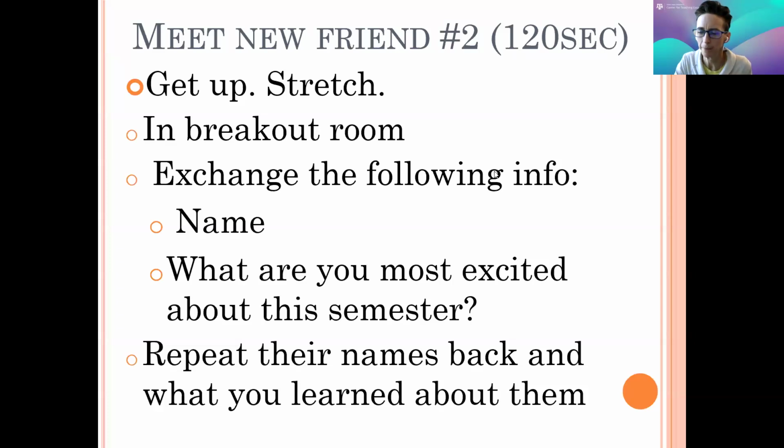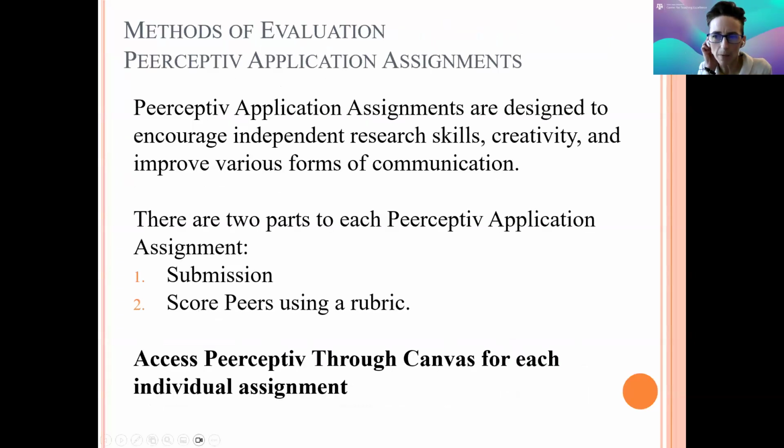All right, welcome back. Let's talk about some of the assignments. One set of assignments that we're going to do is going to come through a program called Perceptive. And again, this is free. You don't have to pay for this program. It links through Canvas, so you always just open your assignment in Canvas. But Perceptive, we're going to use this for what I'm calling application assignments. These assignments are designed to encourage you to do some independent research skills, but also to be creative and improve various forms of communication, whether those are visual or written.